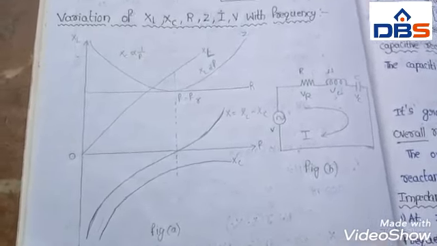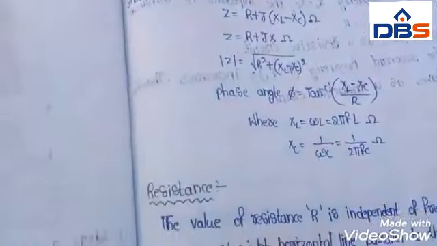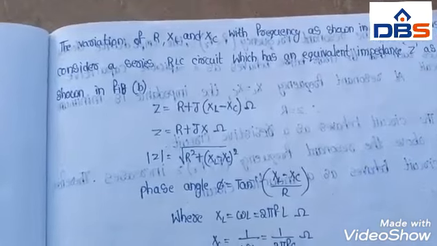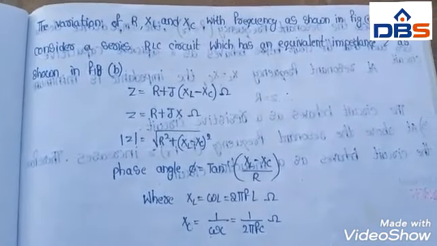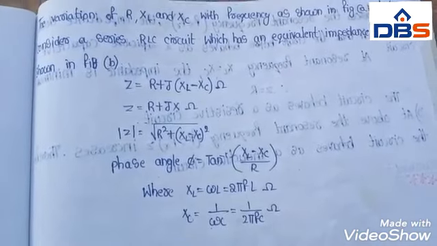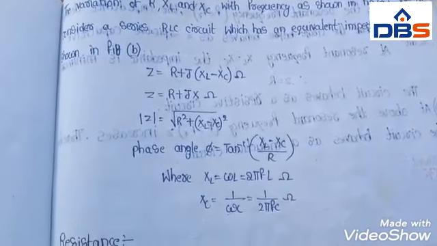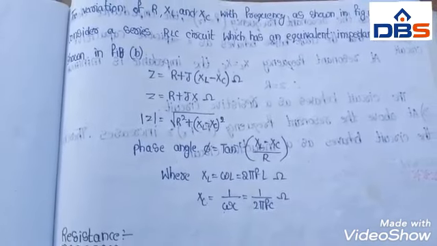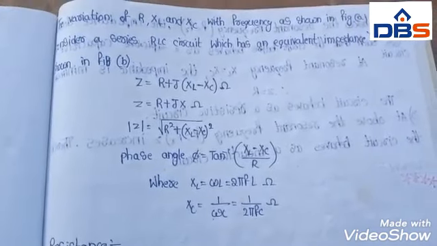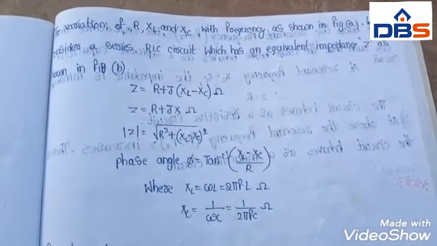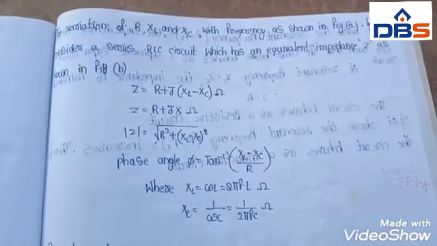Generally we know that the impedance of the series RLC circuit is Z = R + j(XL - XC), and the magnitude is the square root of R squared plus (XL - XC) squared, and the phase angle phi is equal to tan inverse of imaginary part by real part, that is tan inverse of (XL - XC) by R, where XL = omega L, that is 2 pi f L, and XC = 1 by omega C, that is 1 by 2 pi f C ohms.